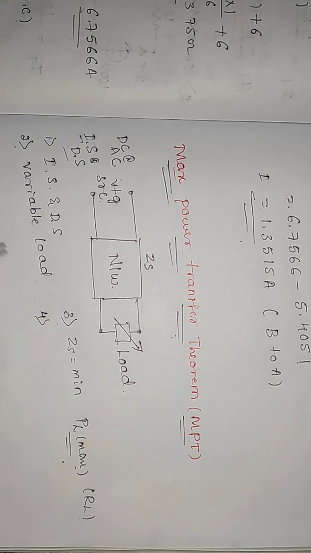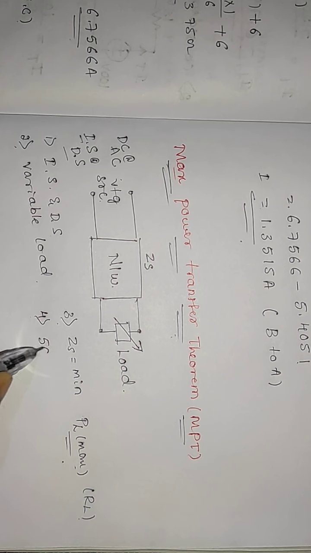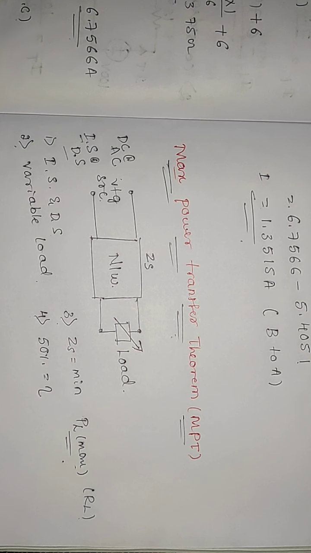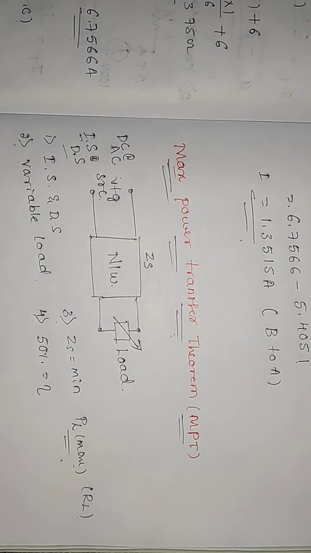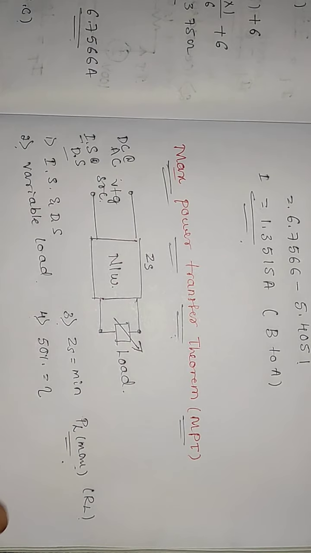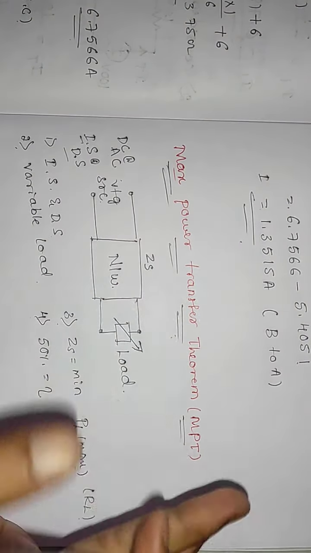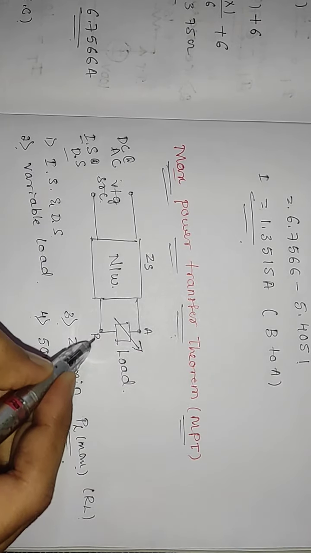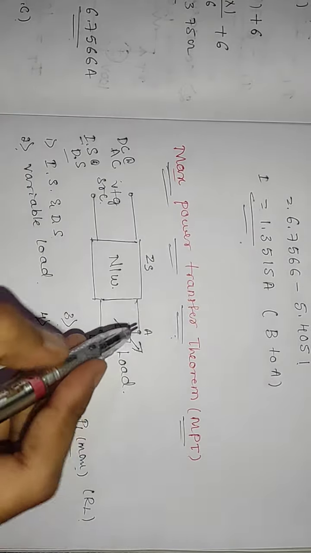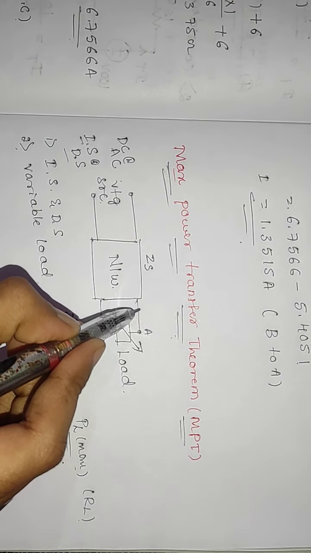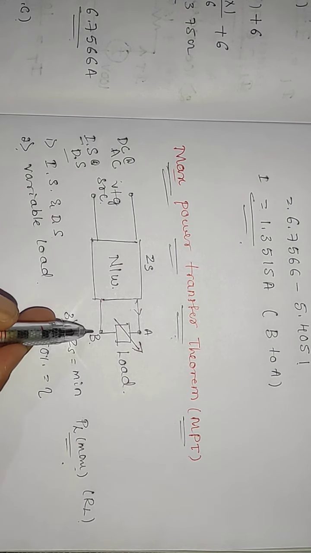The fourth point is that it provides almost 50% efficiency. In this theorem, we find a useful application while evaluating the impedance of the load that will be connected across the terminals A and B, so that the maximum power gets transferred from the network to the load.